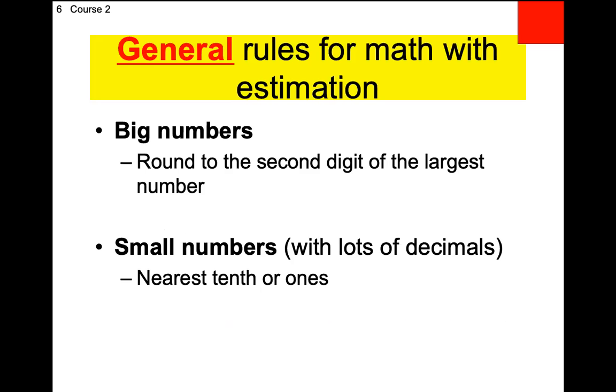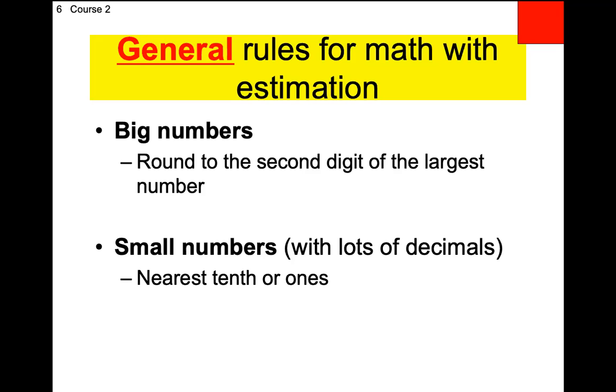All right. Okay, so general rules. Write this down, box 6. The general rules for math with estimation. If you have really big numbers, we're talking like millions, hundreds of thousands, we're not going to round those to the nearest tens place. That's crazy. If you are a millionaire, losing $10 here or there probably isn't a big deal. So if you have really big numbers, we're going to round to the second digit of the number. We're going to round 1,000,000 to the nearest 100,000.